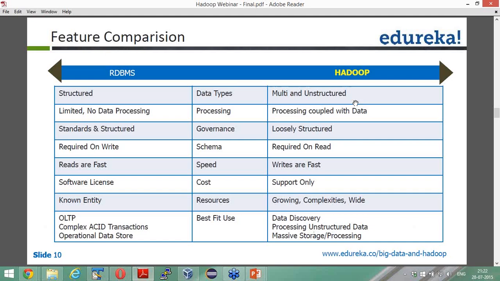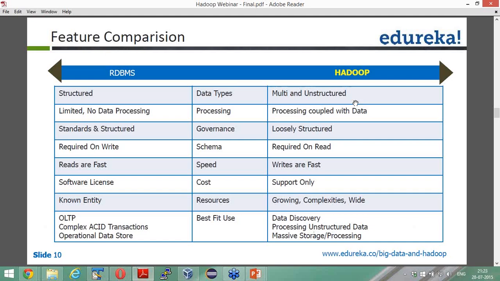But this doesn't mean the reads are going to be slow in Hadoop. It will be multi-fold times faster because it's going to do that in parallel, with parallel processing. Cost-wise, RDBMS involves software licenses. Yes, of course, there are some open sources available, but in Hadoop everything is open source, and only the support needs to be bought for the enterprise class support.